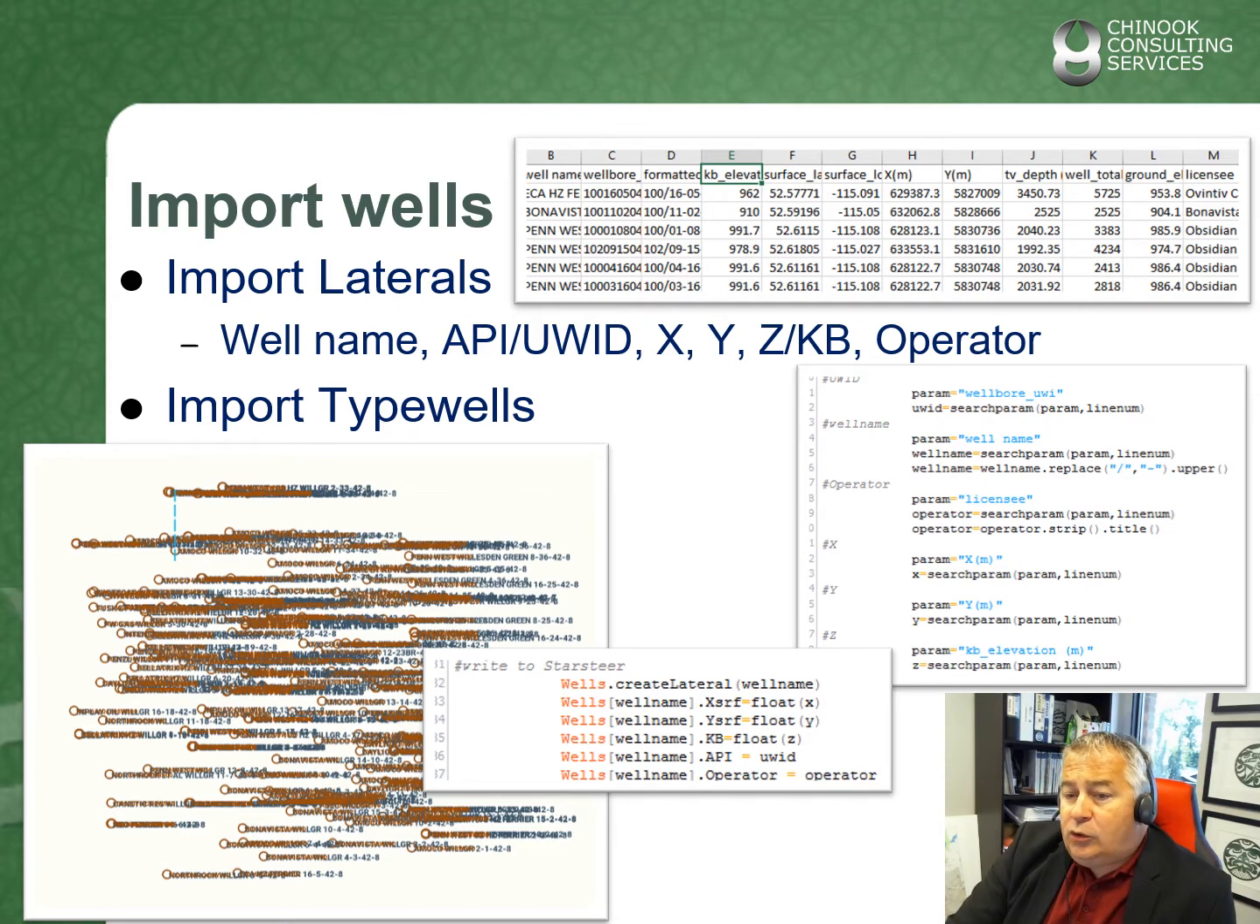We would cycle through each line in the well information export and create a well and a type well for each line. With type wells, actually you will need to run the script once to create the type well object and then separately once more to populate the headers. If you try to create the type wells and populate headers in the same run, Starsteer cannot find the objects and returns an error.